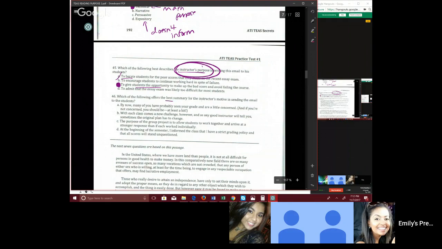So which of the following offers the best summary for the instructor's motive in sending the email to the students? This time it's an actual quote from the work itself that you're picking out. So it's the same question as the last question, but it's asking you to pick out a sentence that they used. And that would be, with each class comes a new challenge. However, and as any good instructor will tell you, sometimes the original plan has to change. So that winds up being the purpose. So the plan has to change, therefore, here's your opportunity to change your grade.